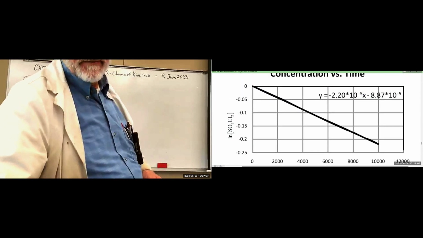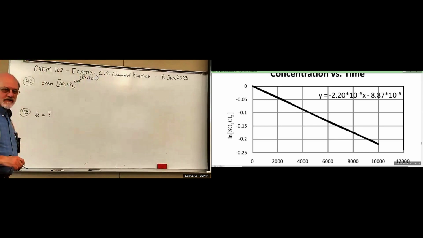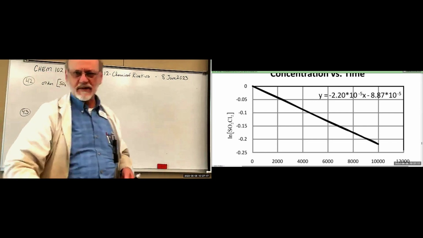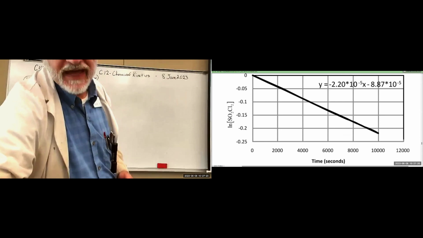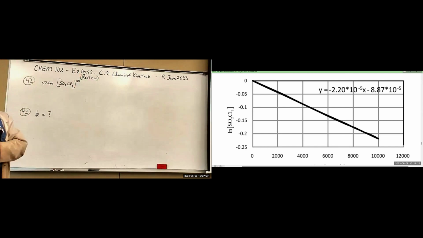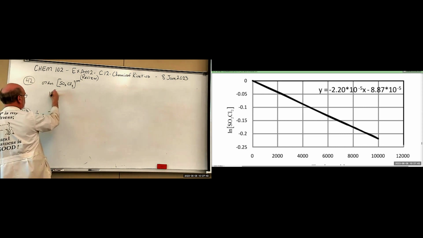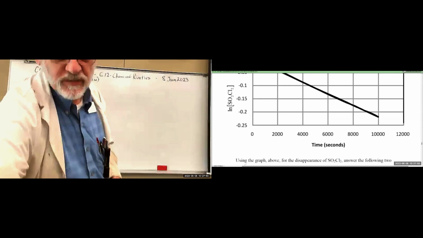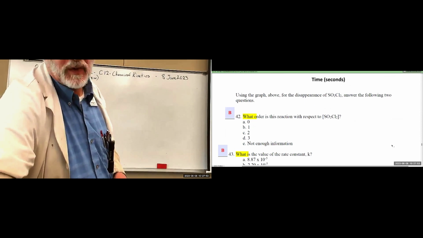So you can see, notice we have a straight line, right? And what are the coordinates? Well, I kind of messed up the coordinates a little bit. Time on the x-axis in seconds and natural log on the y-axis. So if we're plotting time against natural log, which order is that? Zero order would be the raw data. First order is the natural log. So this is a first order reaction. n equals 1. So that should be B. Yeah, M equals 1.